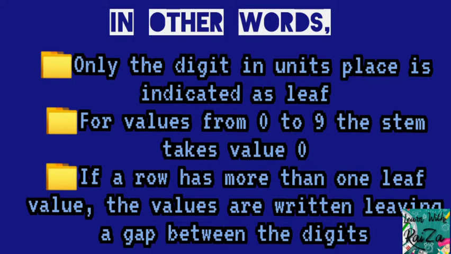Moreover, this same thing can be explained in other words. Listen carefully children, this is very easy. Only the digit in the units place is indicated as the leaf, and for values from 0 to 9, the stem takes the value 0. If a row has more than one leaf value, the values are written leaving a gap between the digits.